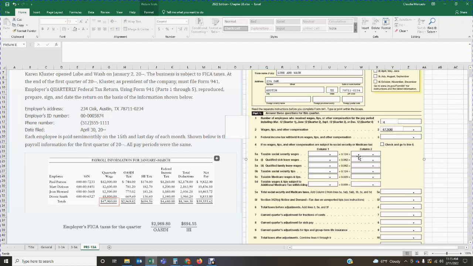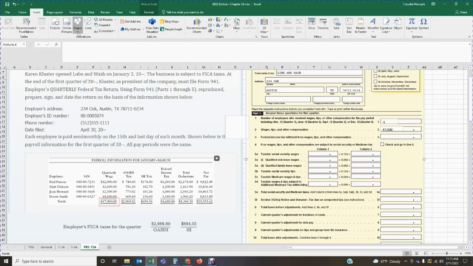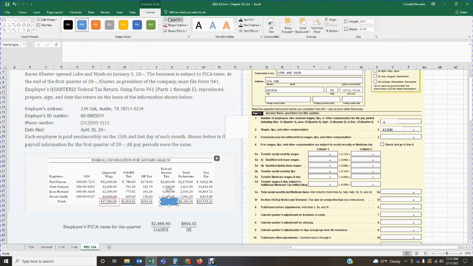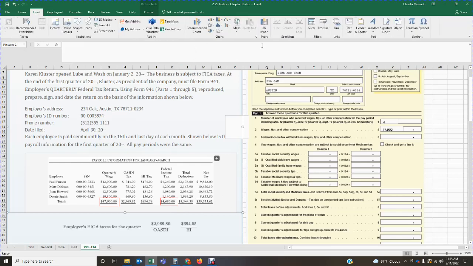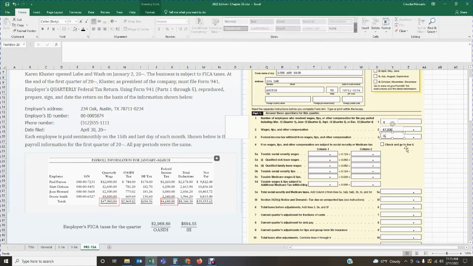Okay. The third question is federal income tax withheld. The federal income tax is also provided. It's provided in the federal income tax column, right here. So we have federal income tax of $4,680. So let's put that in our form. That's $4,680. Okay.